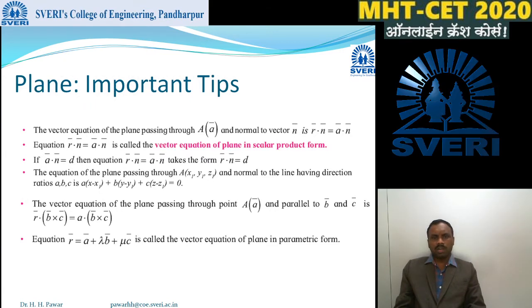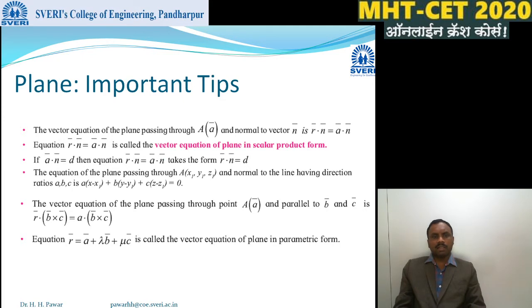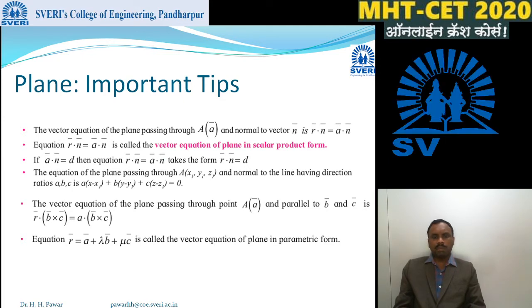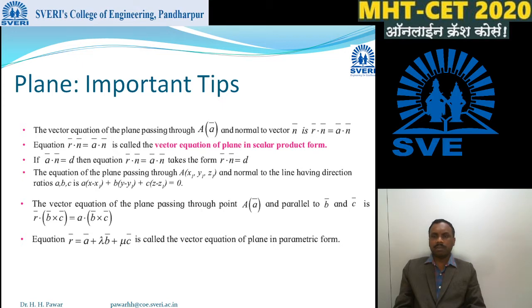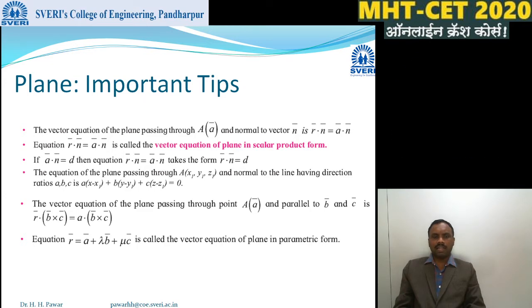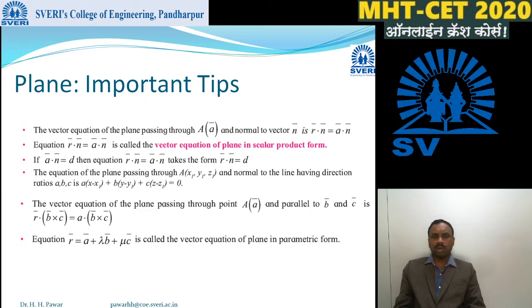These are important tips from the plane section. The vector equation of the plane passing through the point A with position vector A bar and normal to the vector n bar is given by R bar dot n bar is equal to A bar dot n bar. This equation is called the vector equation of the plane in scalar product form. Also, if A bar dot n bar is equal to D, then the above equation takes the form R bar dot n bar is equal to D.